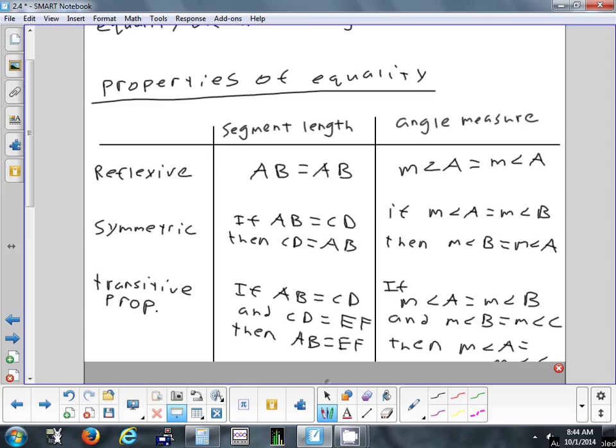Okay, so the transitive is when you have a minimum of two things leading to a third conclusion. So if AB and CD are the same length, and CD and EF are the same length, then AB and EF are the same length. Right? Same idea with angles. If the measure of angle A equals angle B, and the measure of angle B equals the measure of angle C, then A and C are also the same measure. Okay, these properties are all on the top of page 98.